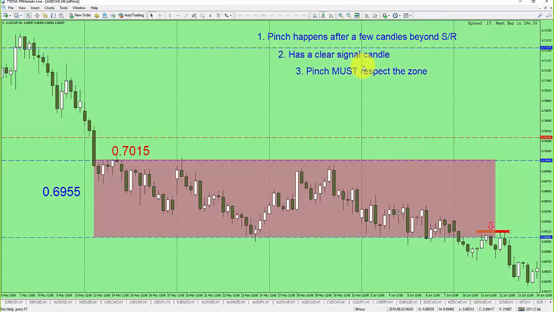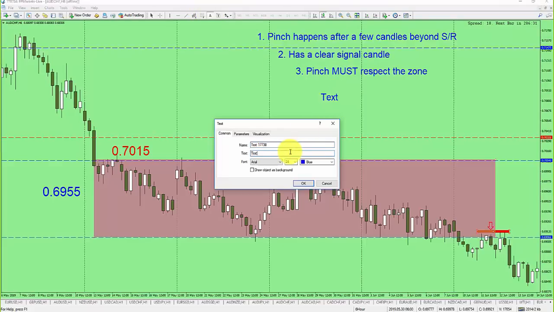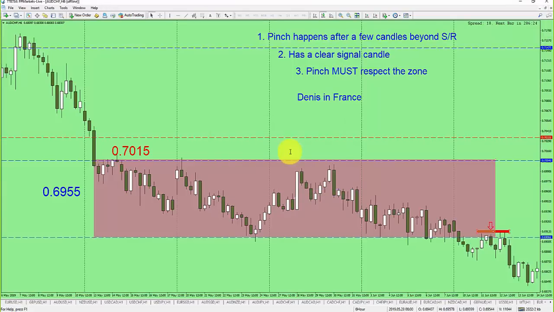So there you have it. And again, like I said, I give full credit to Denis in France. He's the one that brought this to my attention, or gave it the name or whatever. And it's a great strategy. So there you have it.